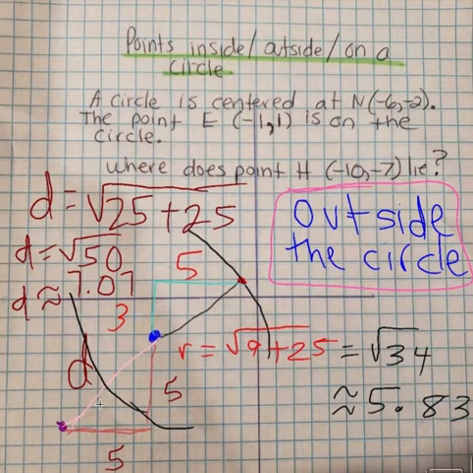So if we do all the work and we get that the distances are equal, then we can say that the point lies on the circle. But if it's smaller, if the distance from the center of the circle to that other point is smaller, then we know that it lies inside the circle. So that's pretty much what we do to determine if a point lies inside, outside, or on a circle.